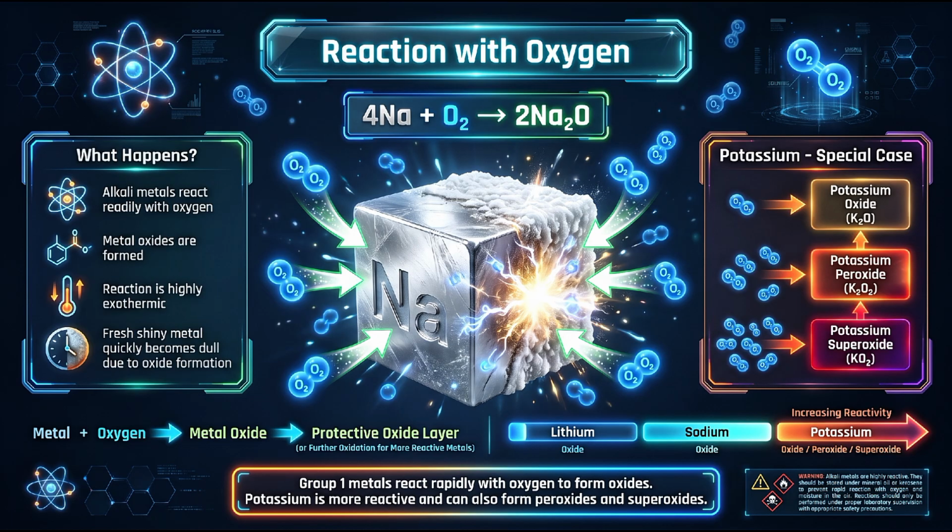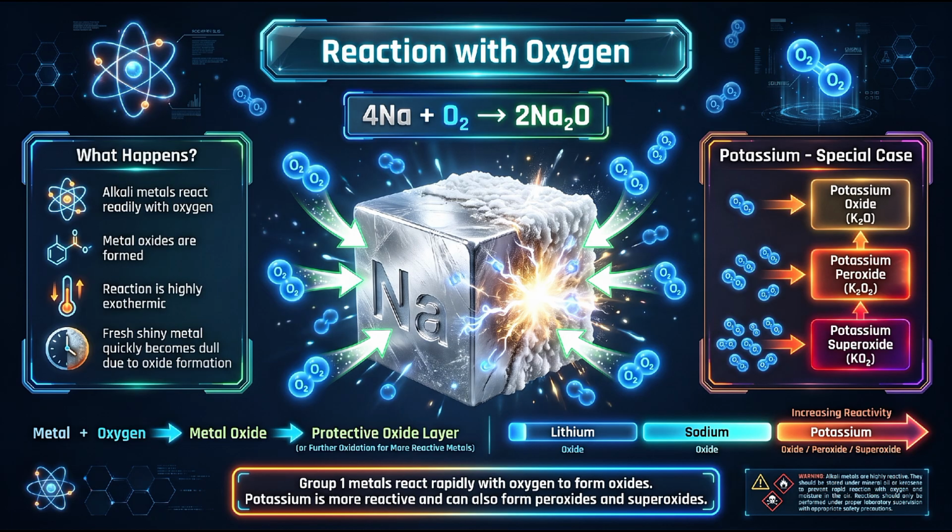Because heat is released rapidly, sodium may burn with a bright yellow flame. The yellow color is produced because heated sodium atoms emit yellow light when their excited electrons return to lower energy levels. This characteristic flame color is often used in flame tests to identify sodium compounds. The image also explains that fresh, shiny metal quickly becomes dull due to oxide formation.